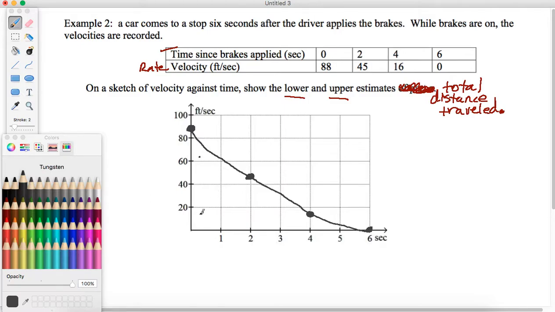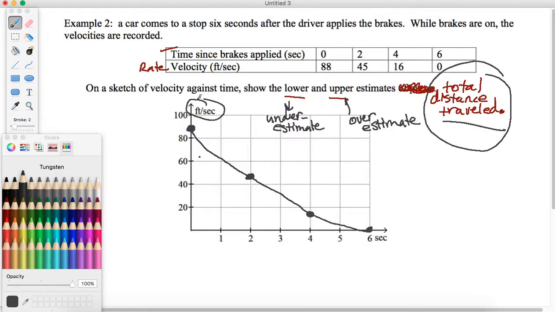Now, if I wanted to provide lower estimates of the total distance traveled, right? Lower estimate means use rectangles that underestimate the area under the curve, and upper means overestimate the area under the curve, right? So lower means underestimate, and upper means overestimate. And I'm going to use rectangles because I want to find the distance traveled and I have my rate of change here, right? And so I have these intervals from 0 to 2, 2 to 4, and then 4 to 6, right?